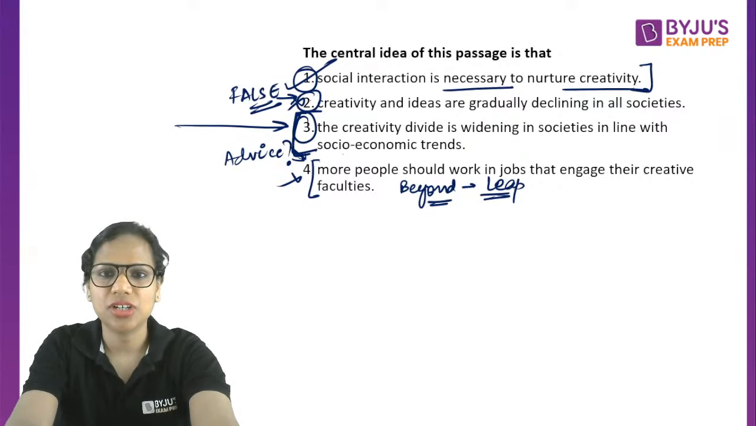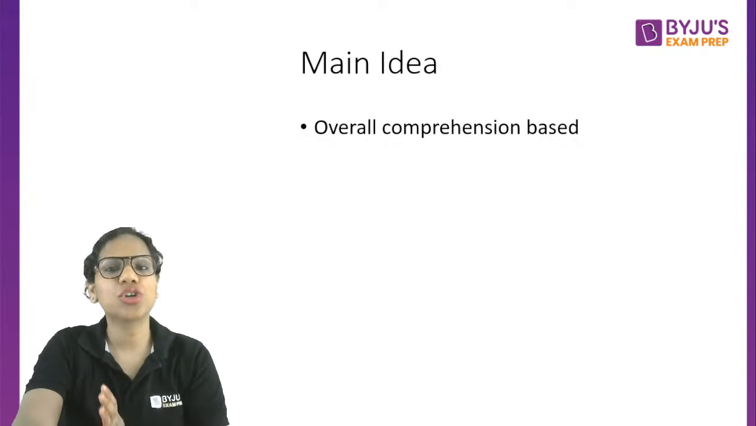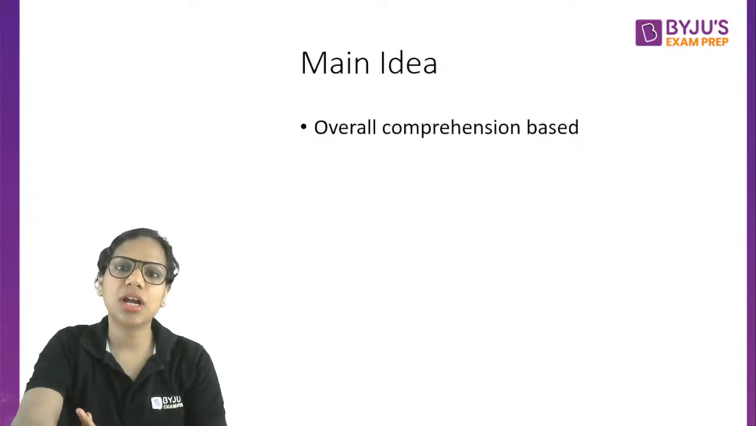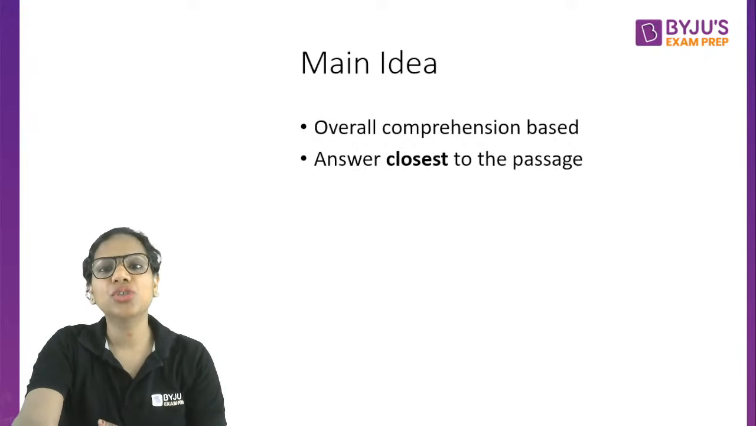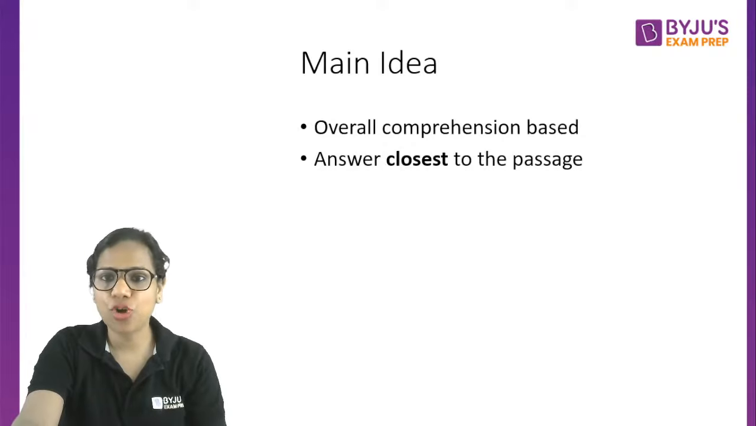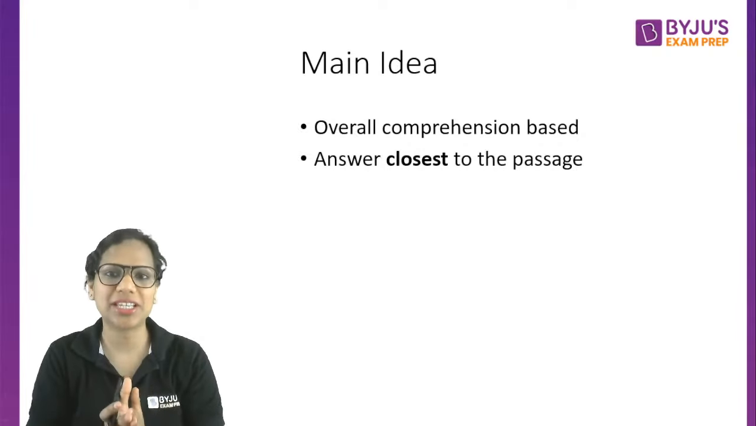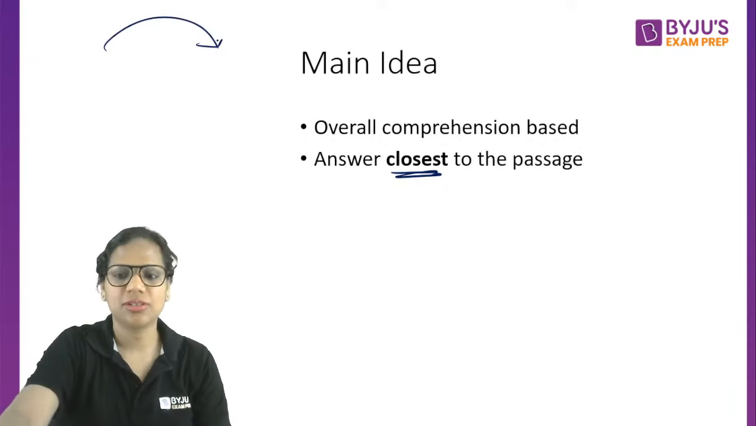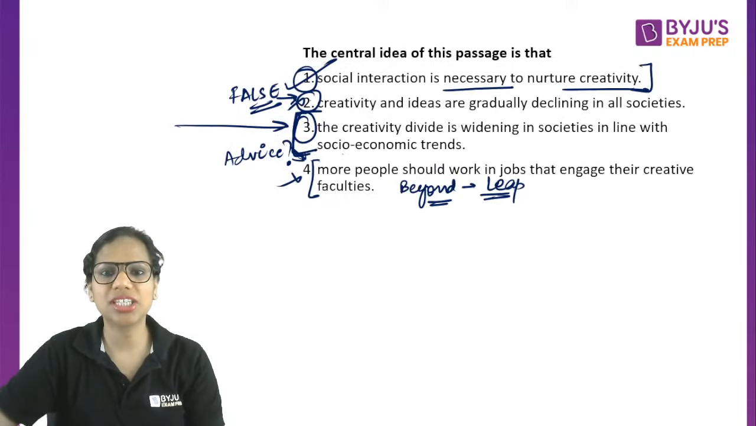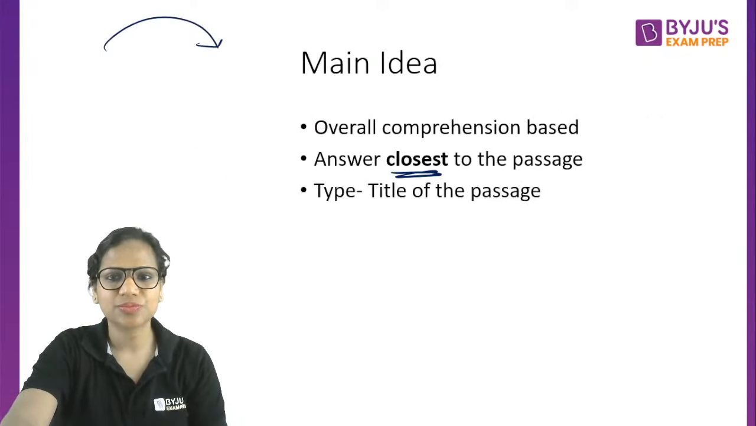And I hope you've also learned the approach to attempt this question. This is an overall comprehension based question. Of course, you can't go back and reread the entire passage. You don't have that kind of time. So how do you approach? You read all the 4 options, then you start eliminating. Your answer will always be the option that is closest to the essence of the passage, not something that is taking a leap. They are not going to take leaps, right?